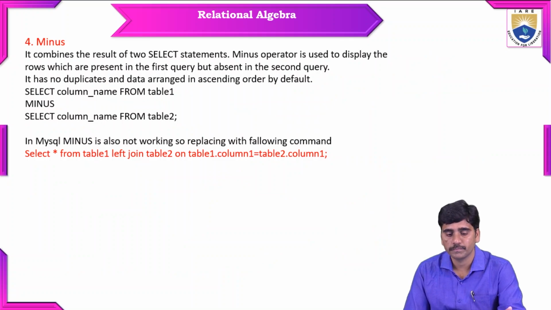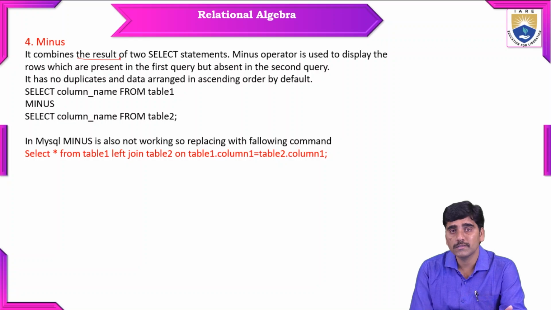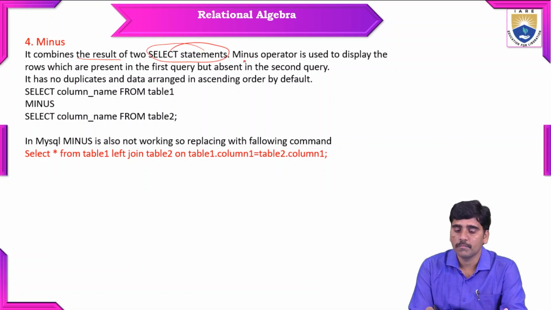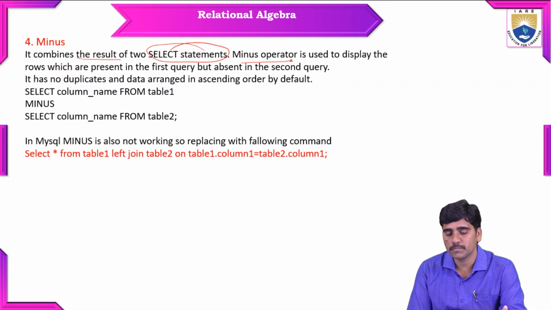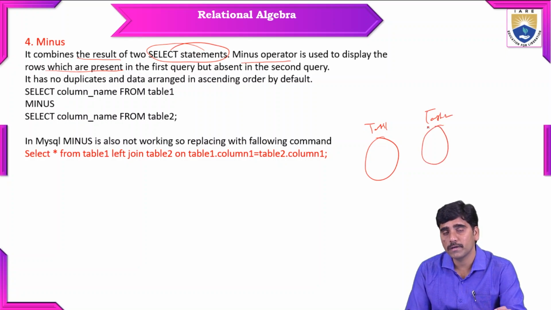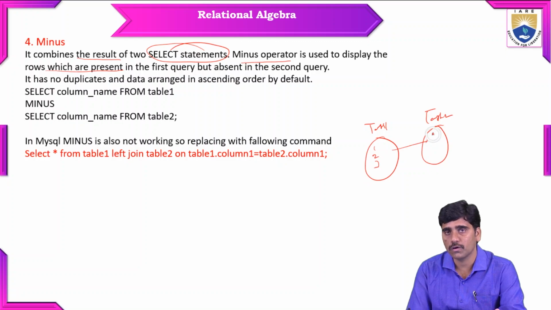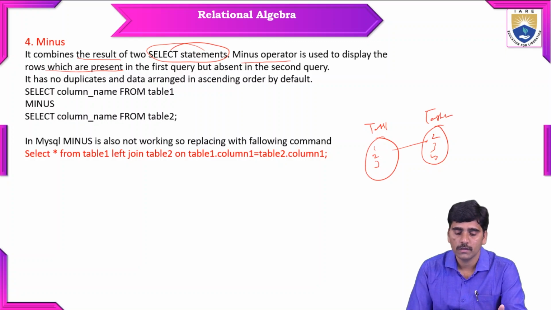Similarly, the minus operation combines the result of two select statements. The minus operator is used to display the rows which are present in the first query. Suppose table 1 has some values and table 2 has some values. The minus operator displays the rows which are present in the first query but absent in the second query. Those that are absent in the second query will not be displayed.